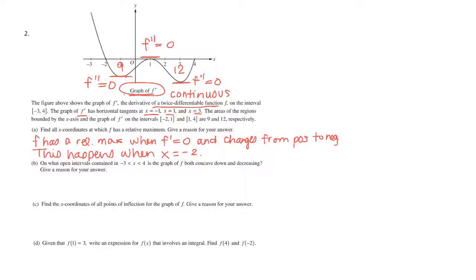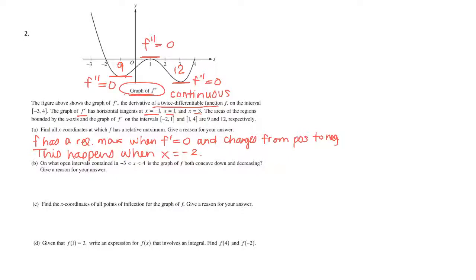So for part B, on what open interval contained in from -3 to 4, so that's going to be our open interval from -3 to 4, is the graph of f both concave down and decreasing? Ooh. Concave down and decreasing. Now, we're talking about f, aren't we? Not talking about f prime, but we only have f prime to go on, right?